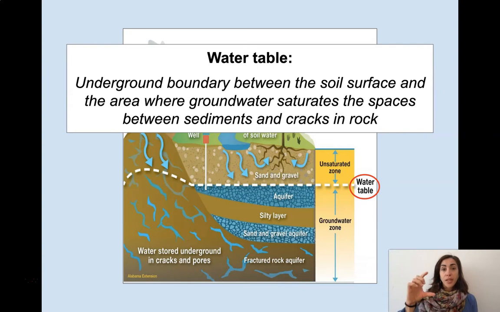So above this water table, there's going to be sediment with some spaces in between, some filled by water, some filled by air. And under that layer, all the spaces that are not sediment or rock are going to be filled by water.